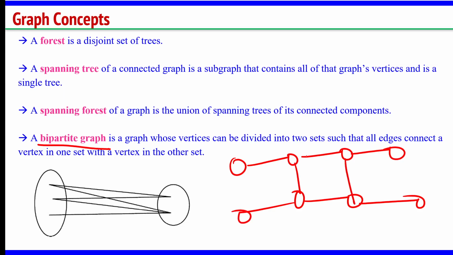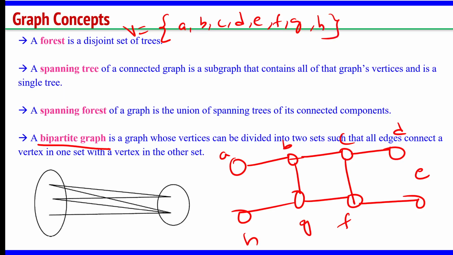See, I am having this graph with me. Okay, there is a cycle also. So, this is A, B, C, D, E, F, G, H. What is a bipartite graph? If you can partition this, what are the vertices? The vertex set contains A, B, C, D, E, F, G and H. Oh sorry, yes, A, B, C, D, F, G, H. This is my vertex set.